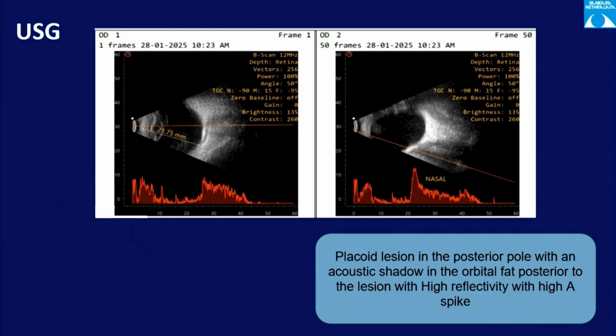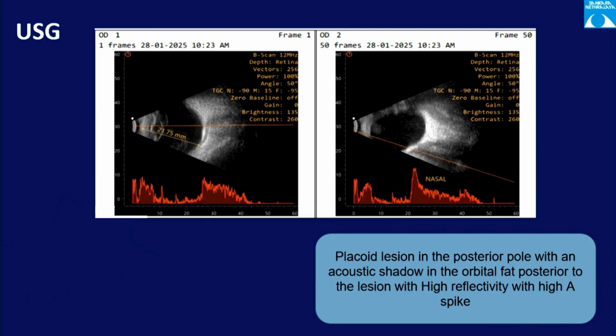This is what you see on autofluorescence in an osteoma. Yeah, go to the next. So this is the ultrasound image, which is showing a placoid lesion, just adjacent to the optic nerve head. The most significant finding is a high A spike. Along with that, you have posterior back shadowing, which is seen within the orbital fat.